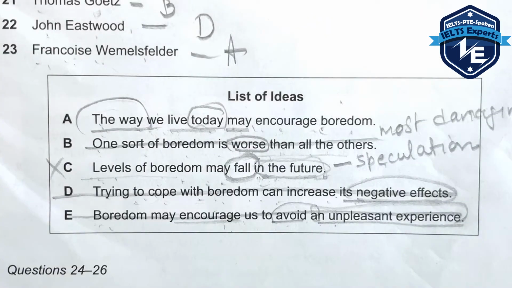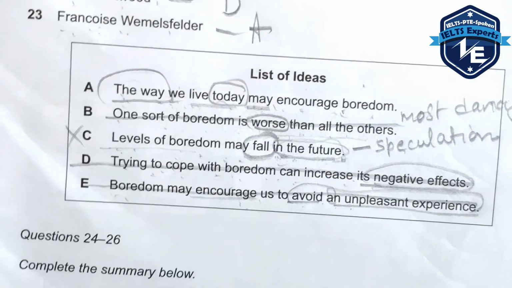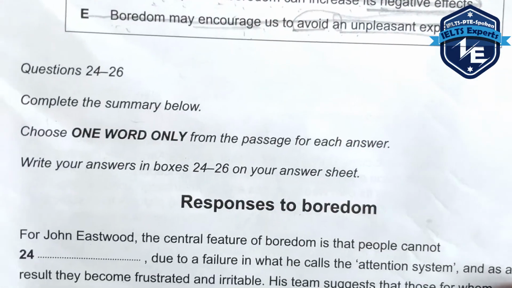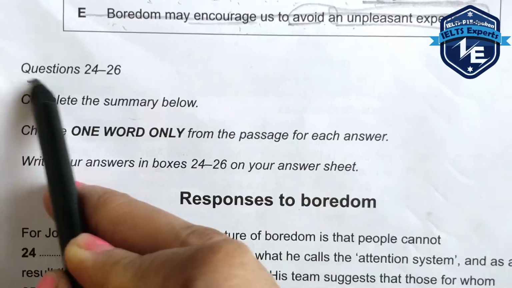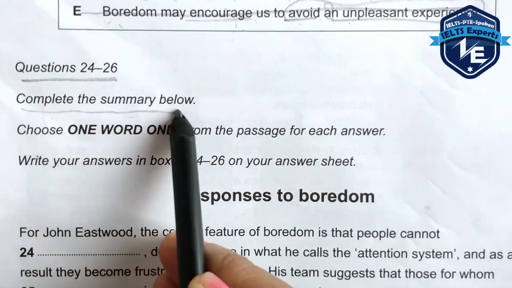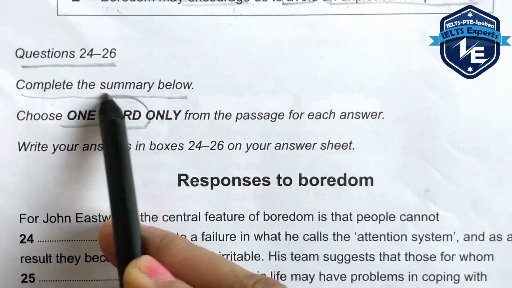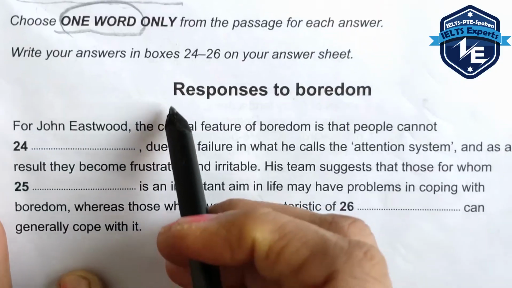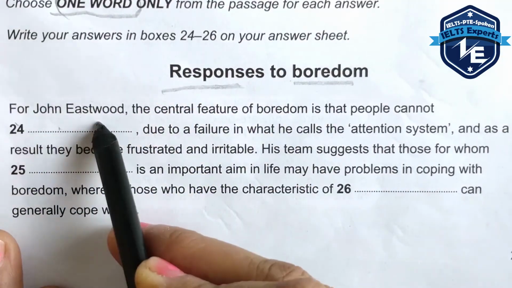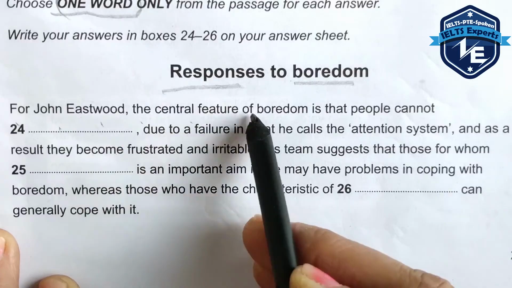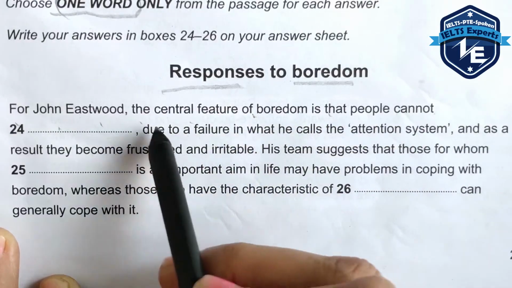Okay, let's move on to the next type of question. The next type of question we have here is questions 24 to 28. Complete the summary below. Choose one word only. Okay, let's read Responses to boredom. For John Eastwood, the central feature of boredom is that people cannot.